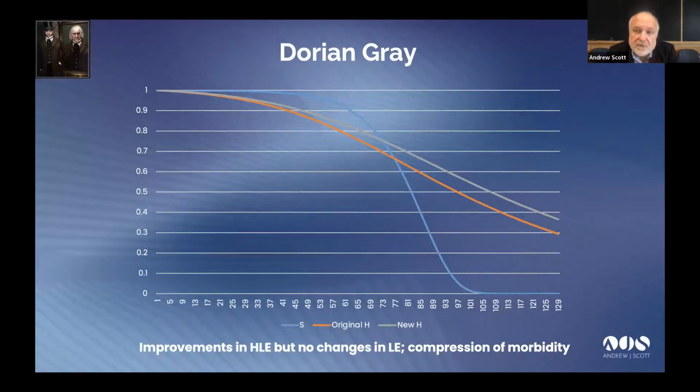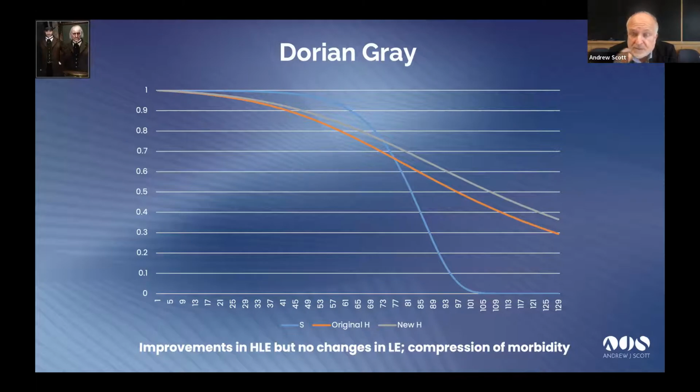So we're going to model that by using the US survival curve, the blue line. But now we're going to look at what happens if we can improve the relationship between health and age. So our health diminishes more slowly, it's maintained for longer. So this is a compression of morbidity. We're increasing healthy life expectancy, we're not changing life expectancy.